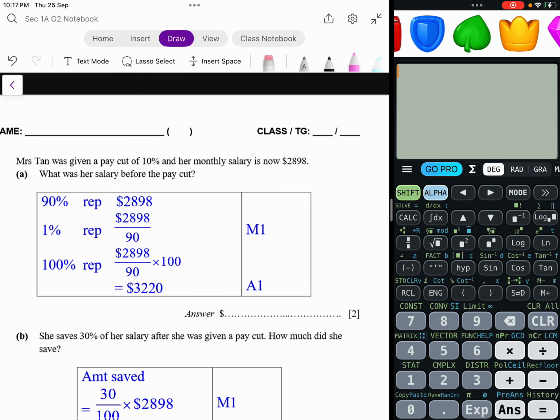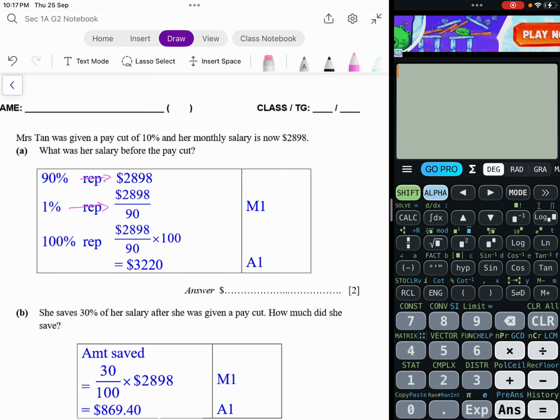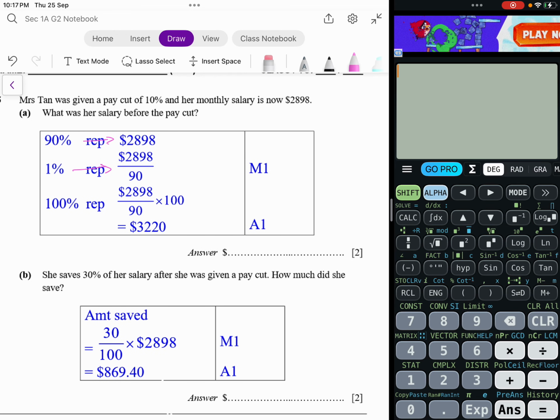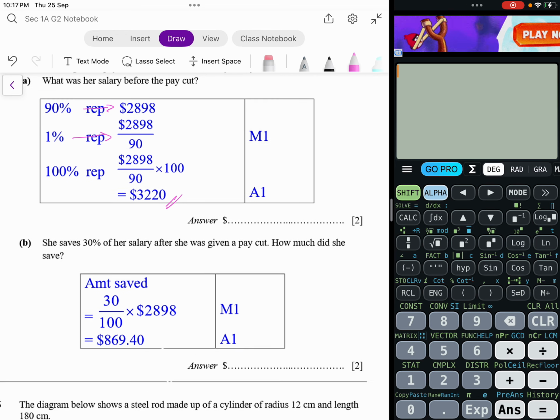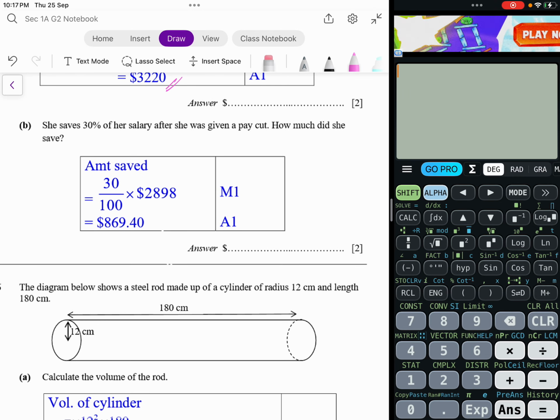Okay, Mrs Sun was given a pay cut of 10% and her monthly salary is now 2898. Right, so 2898 is 90% now. So 90% represents 2898. We want to find 1%, so divide by 90. Then we want to find the salary before pay cut, times 100. Okay, simple. She saves 30% of salary after she was given a pay cut. How much did she save? So 30% times this one. Okay, very simple, very straightforward.